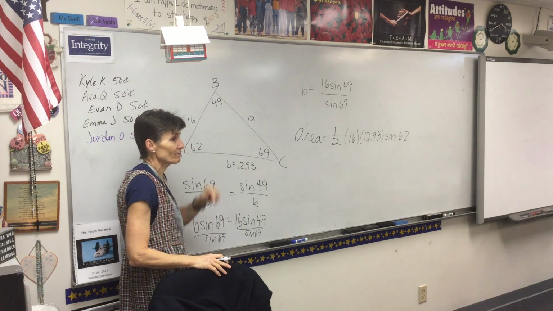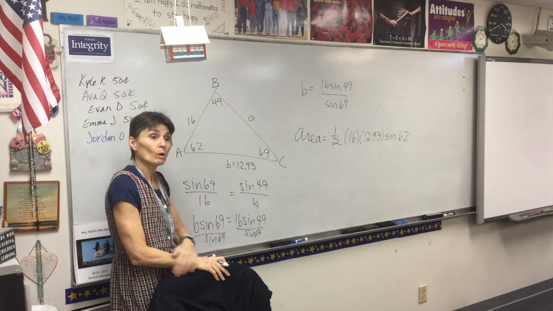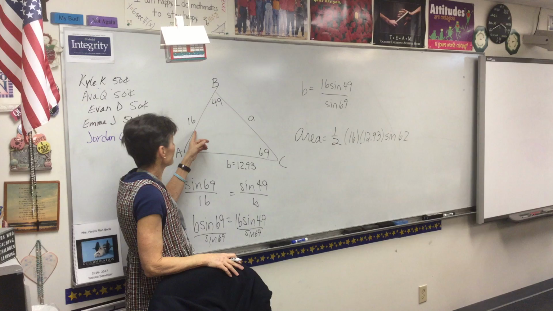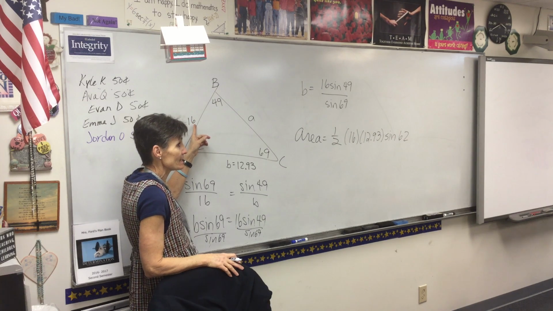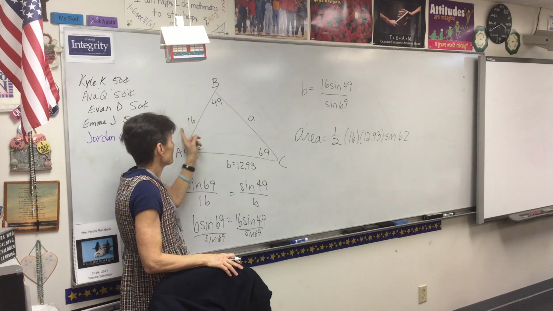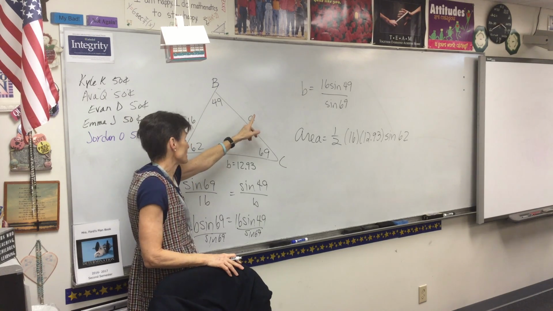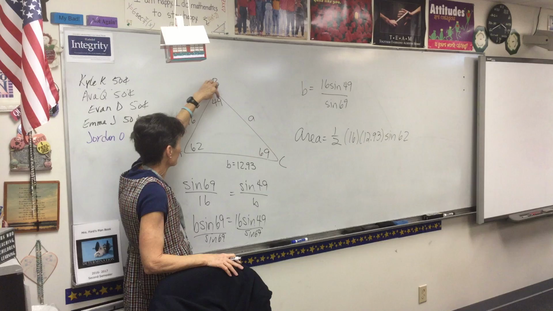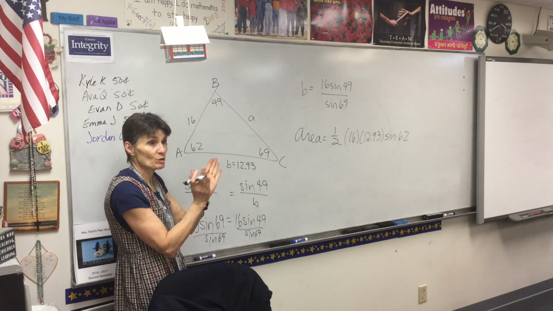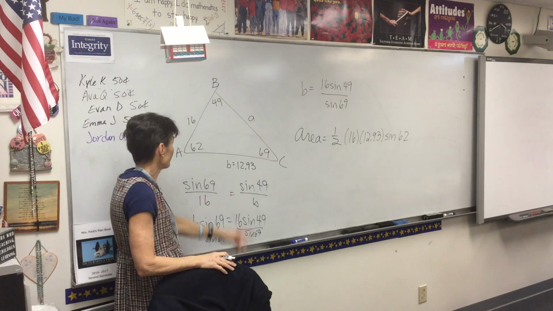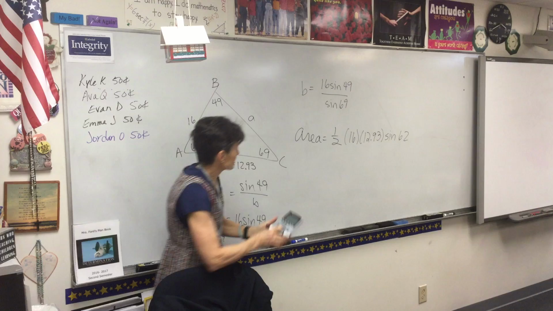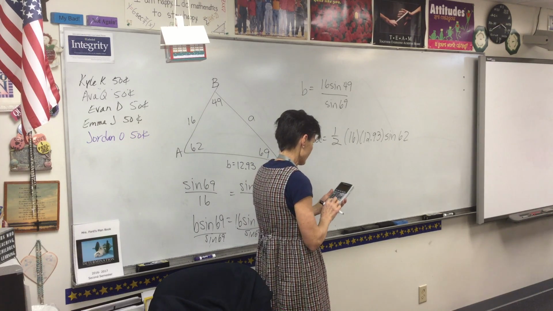Instead of side B, I want to find side A. That would work. Well, when you did it, then you do 1/2 16 times A times sine 49. If you use side A, you would have to use this angle, right? You always use the angle that's between the sides. I found this side, so I used 62. So, final answer, area of the triangle is?